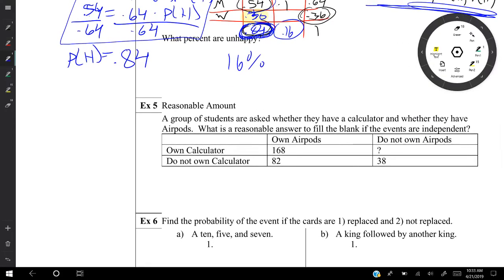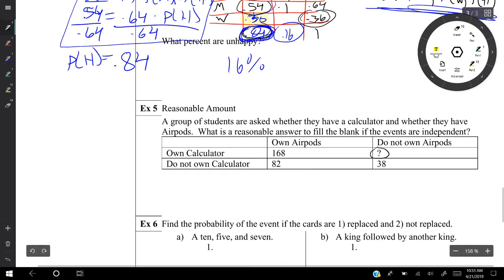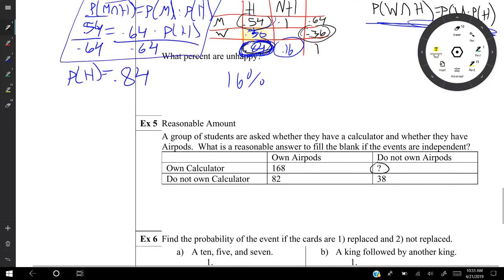A group of students are asked whether they have a calculator and whether they have AirPods. What is a reasonable answer to fill in the blank if the events are independent? What is a reasonable answer? What does that mean? Well, we need this number to be something that makes one of our methods true.